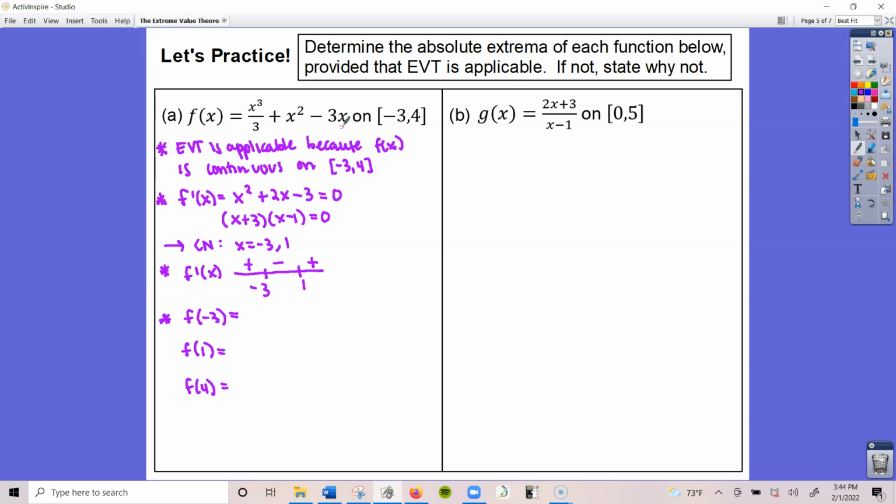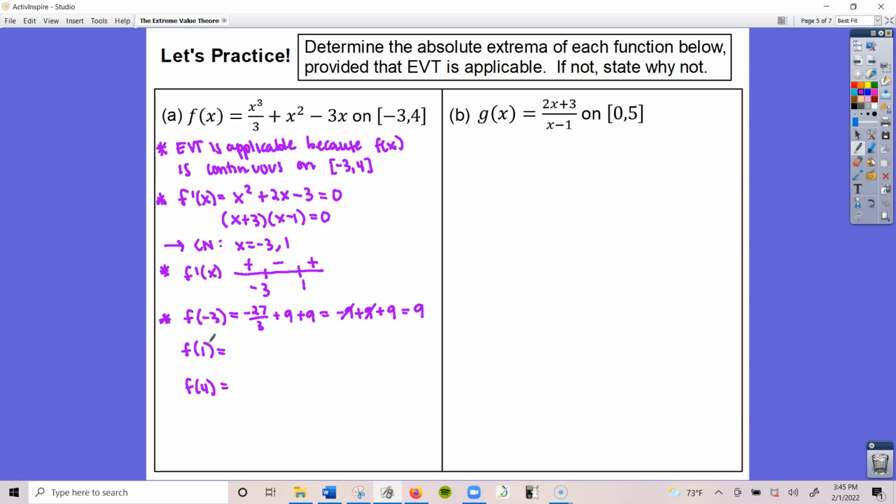So I'm going to plug these into my original function. If I plug in negative 3, negative 3 to the third is negative 3 times negative 3, which is 9, times negative 3 is negative 27 over 3, plus negative 3 squared is 9, minus 3 times negative 3 would be plus 9. Negative 27 over 3 is negative 9, plus 9, plus 9, which gives me 9.